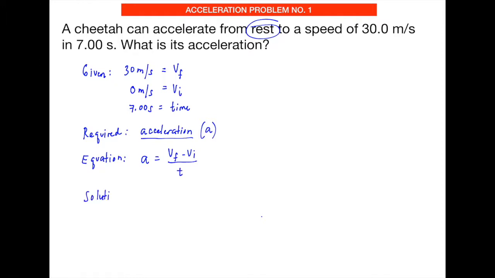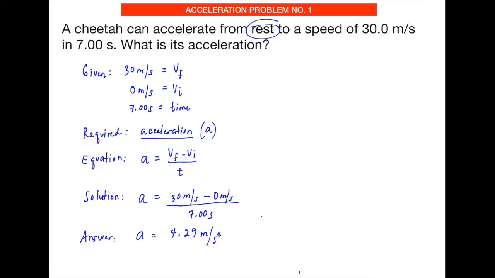So we have now our simple solution: acceleration is simply 30 meter per second minus 0 meter per second as our Vi, divided by time, which is 7.00 seconds. Now, what will be the answer for this? Acceleration is 4.29 meter per second square. And this will be our final answer.